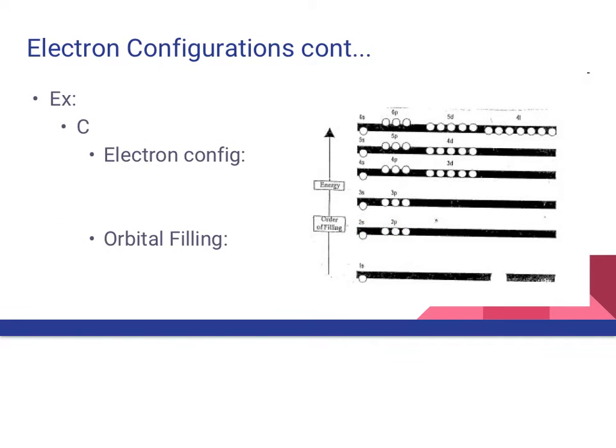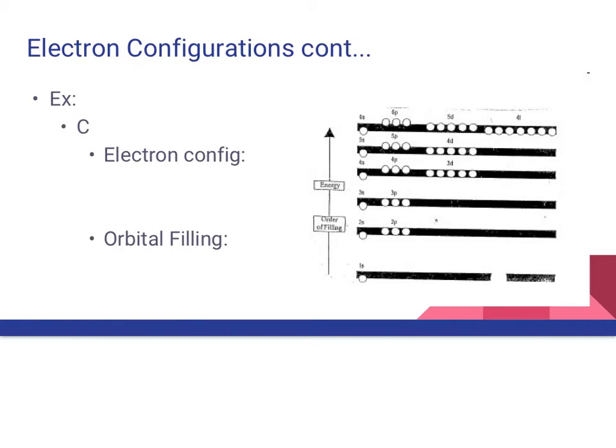The first example we're going to do is for carbon. Now, before we can write an electron configuration, we need to make sure that we know how many electrons the atom contains. Remember, the atomic number for an atom, assuming that it's a neutral atom, is going to not only tell us the number of protons, but also the number of electrons.